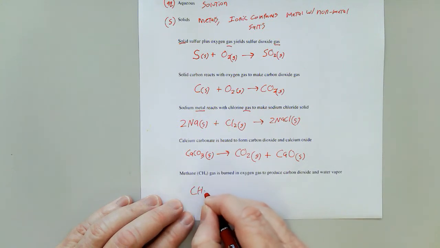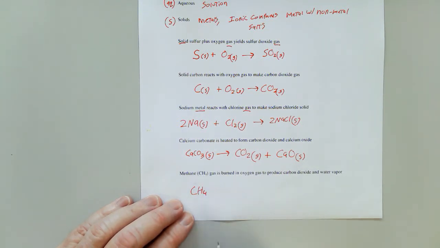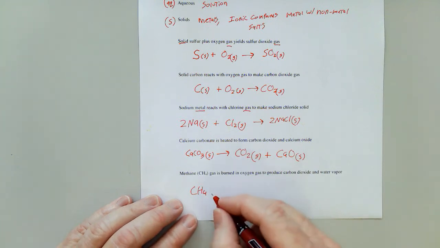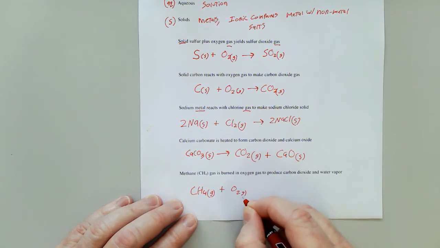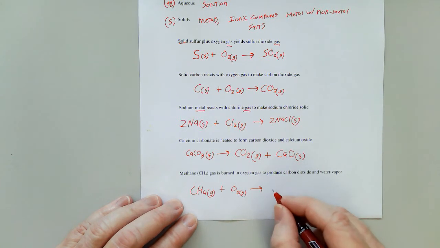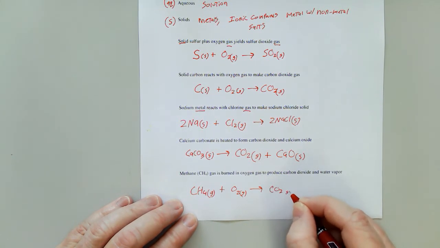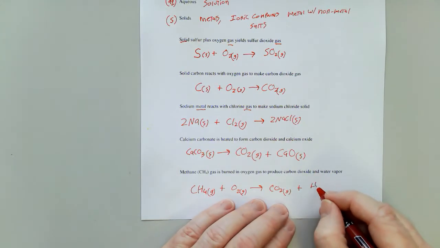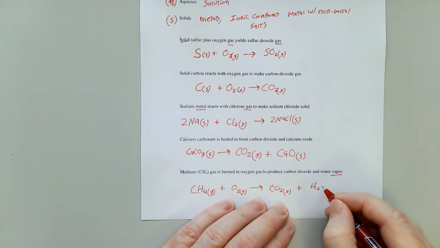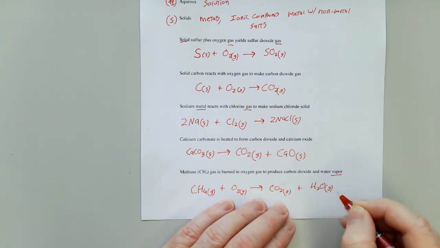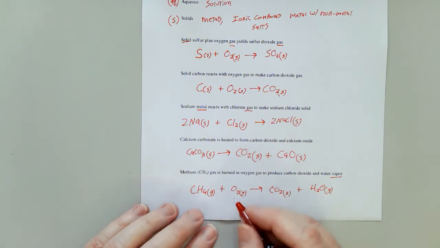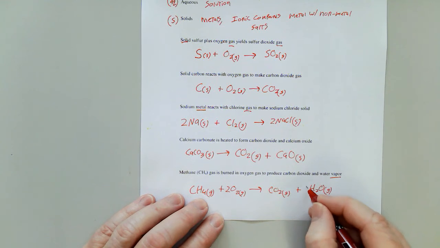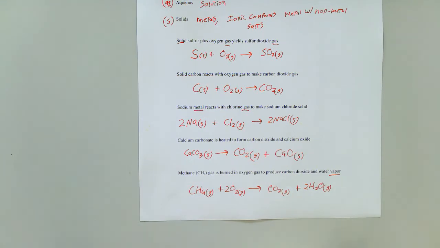Methane gas, CH4, and you'll notice often we give you the formula if it's a more complex thing that you might not be familiar with, is burned in oxygen gas, O2 gas, to produce carbon dioxide, CO2, which is a gas, and water. Since I have the words water vapor, I know that water is going to be a gas and not a liquid. To balance this, I put a 2 there, and I put a 2 there.